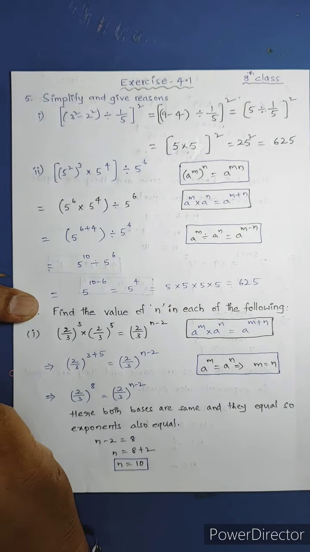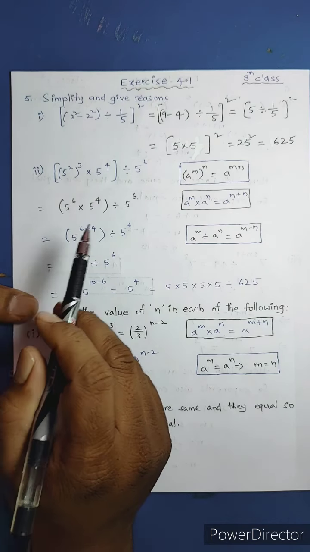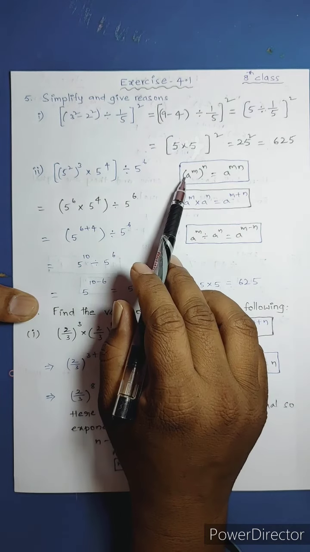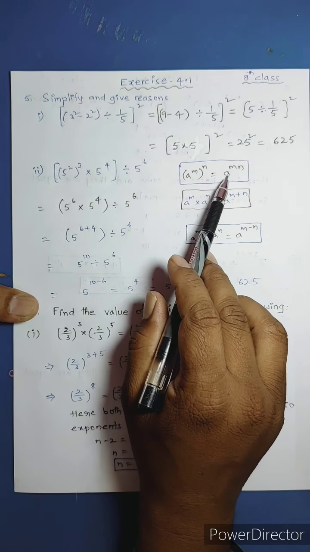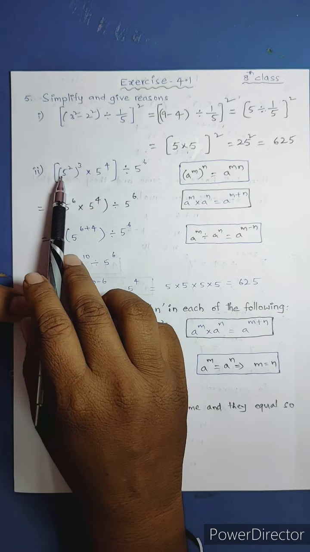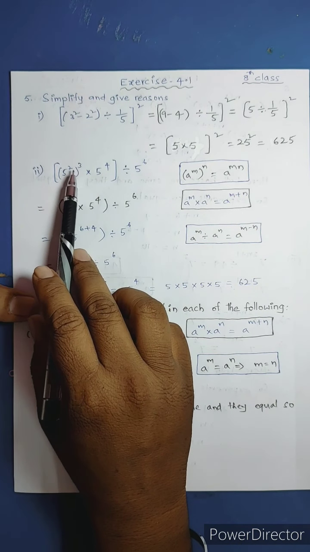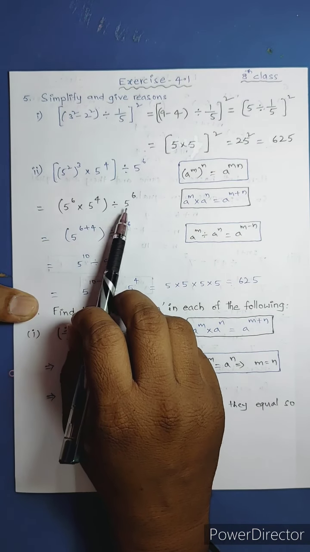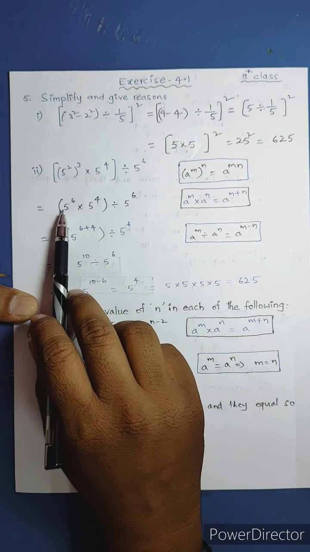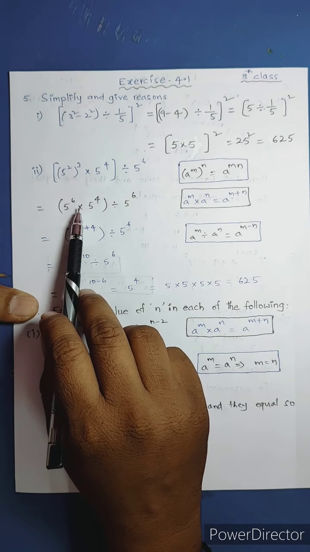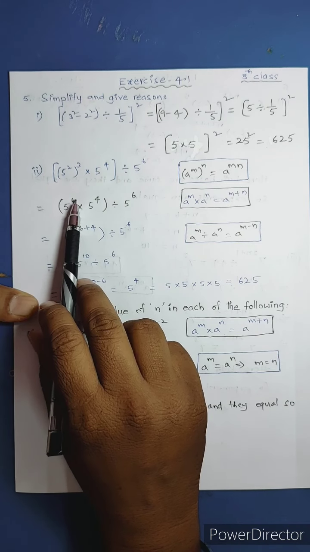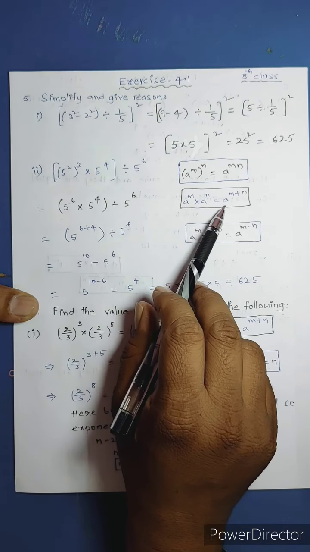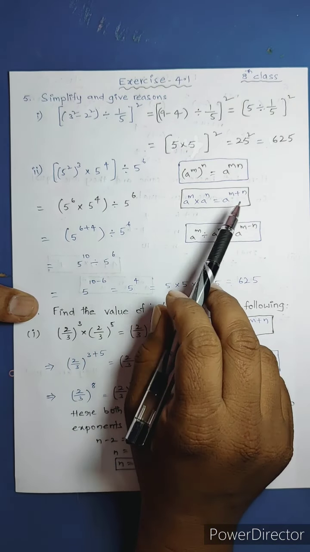Now second problem. 5 square whole cube into 5 power of 4 divided by 5 power of 6. This term is in the form of a power of m whole power of n equal to a power of mn, this formula. So 1 base and 2 exponents. Multiply these two. 2 threes are 6, into 5 power of 4 divided by 5 power of 6. Now the bases are equal and they are under multiplication, so we can add the exponents directly. So a power of m into a power of n equals a power of m plus n, this formula.